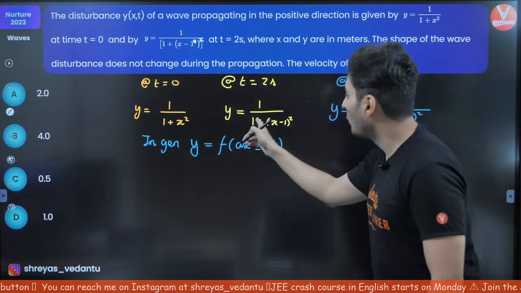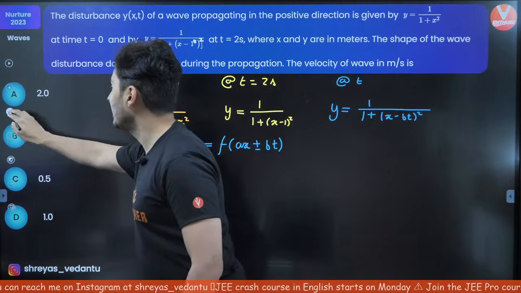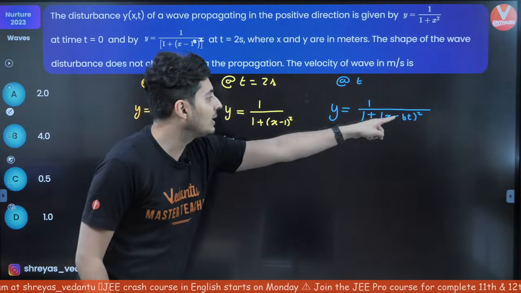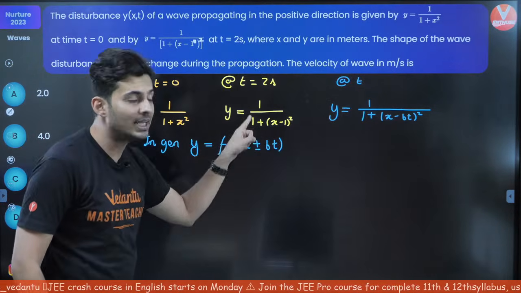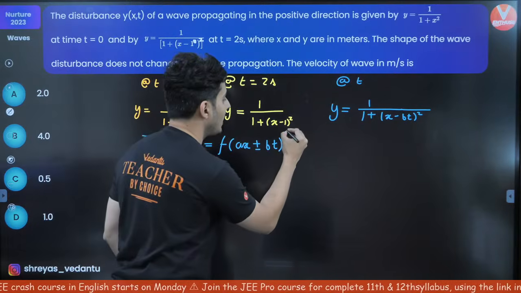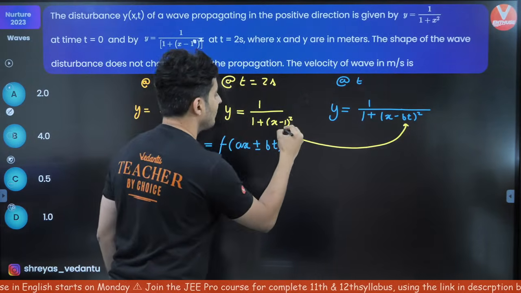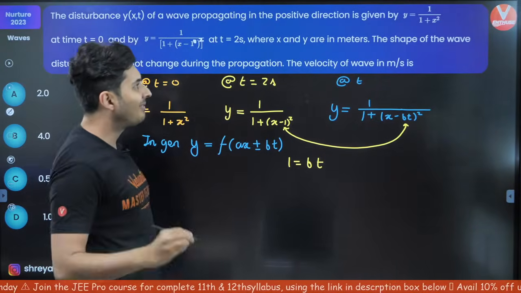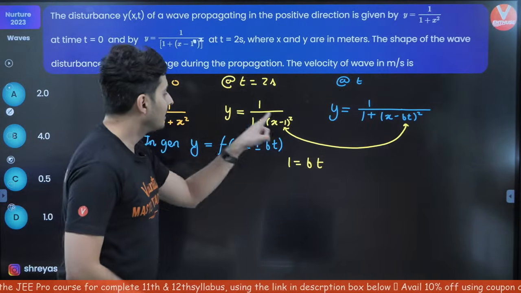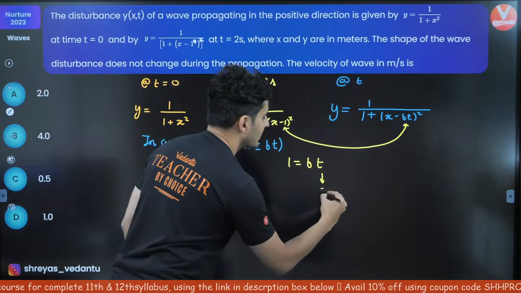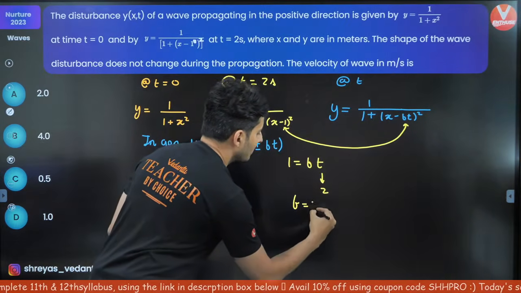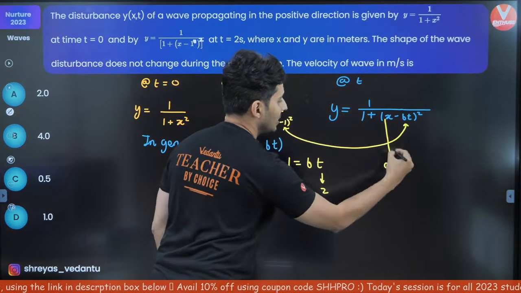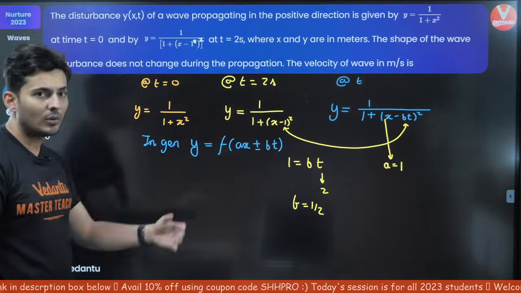Here, if you go back to this yellow equation, the one at t equal to 2 seconds, think: by putting what value of b and what value of t will you get it as 1? Just compare these two, guys. You will get this if 1 is equal to bt, and the value of time is obviously 2 seconds. So from this you will get b is equal to half. And from here you will obviously get a, the coefficient of x, is 1. That's it. Now you know the answer.